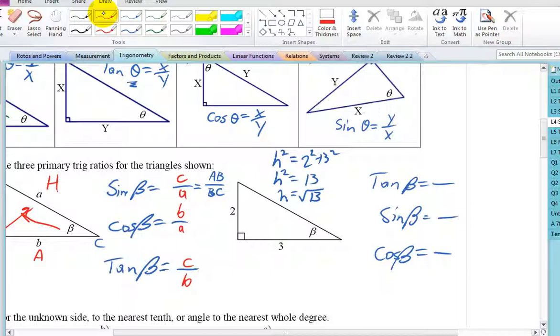Michaela G, what's tan beta? 2. Good. Prabjot, sine beta. 2 over square root of 13. Good. 2 over root 13. Cos beta. Austin. 3 over root 13. Good. Hands up if you got that.